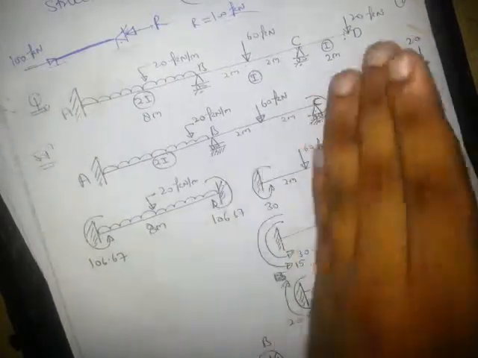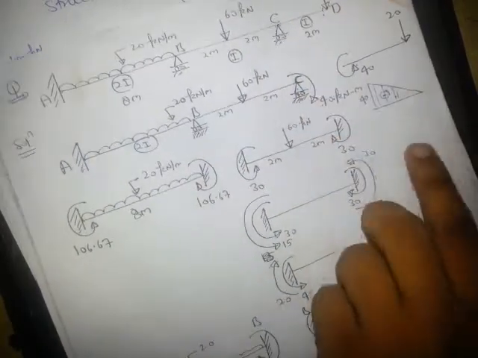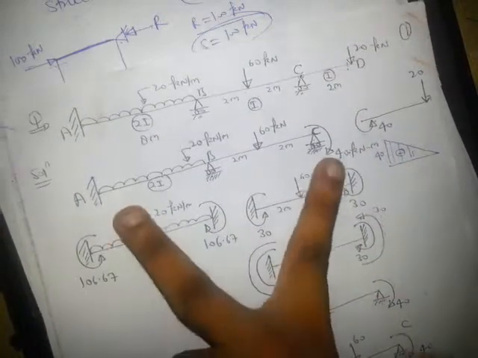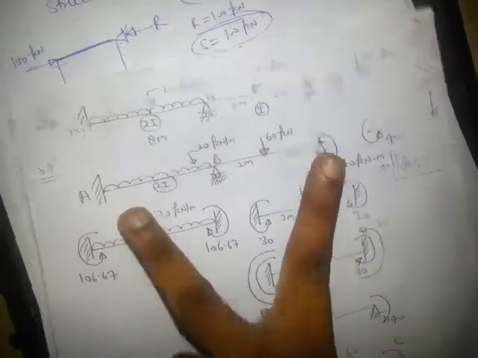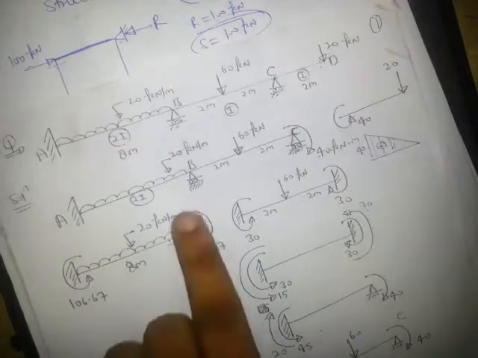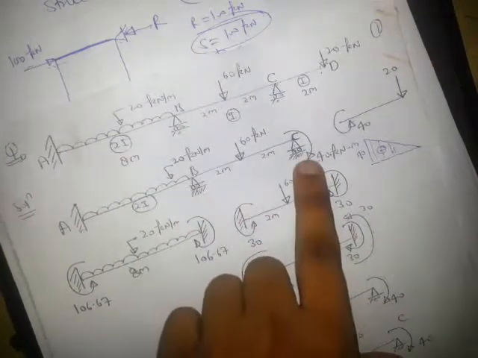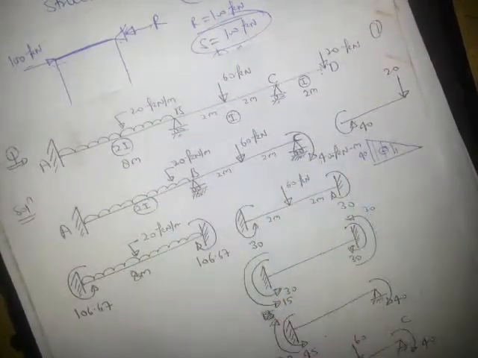I will make, and it will separate this overhang portion. Its BMD I have known. So now the beam is like this. How many unknowns are there? The unknowns are theta B and theta C, right? Two unknowns means two equations are required.